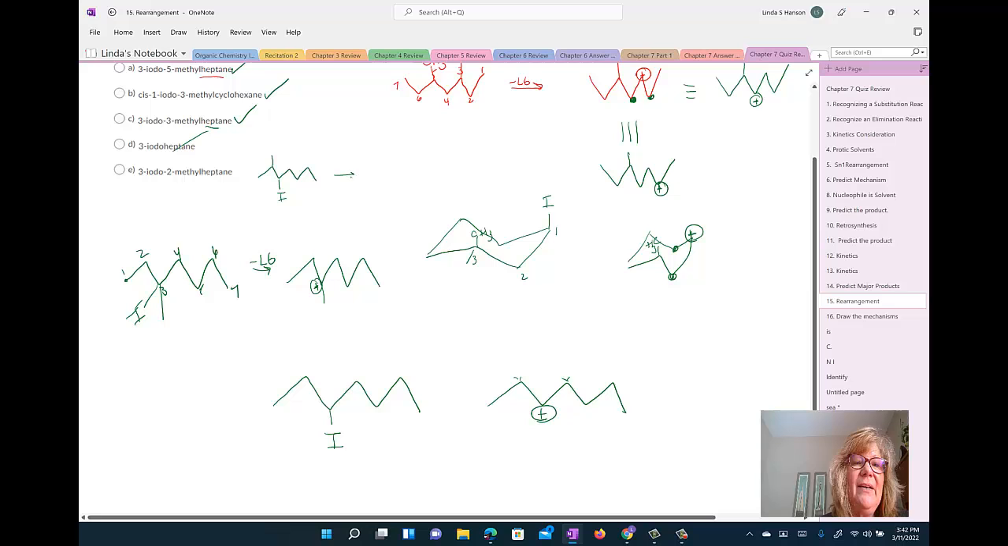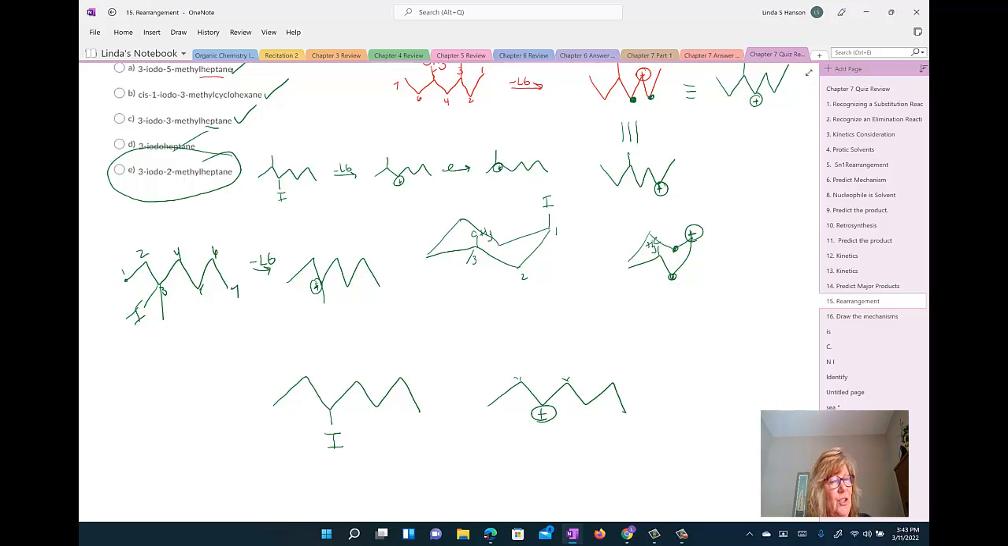So when the leaving group leaves, I originally get a secondary carbocation, but it can undergo rearrangement through a hydride shift and make it into a tertiary carbocation. So this is the one that would undergo rearrangement by converting a secondary into a tertiary carbocation through that hydride shift. Whew, excellent.